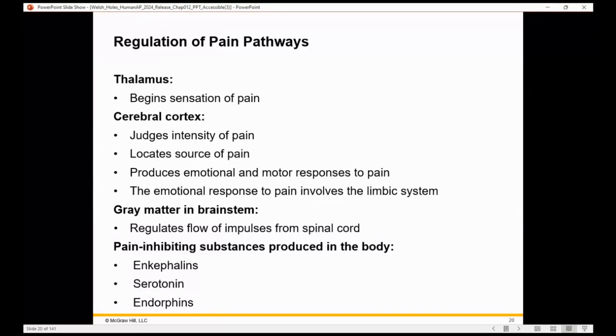Gray matter in the brainstem regulates the flow of impulses from the spinal cord, and pain-inhibiting substances are produced in the body. These include enkephalins, serotonin, and endorphins.